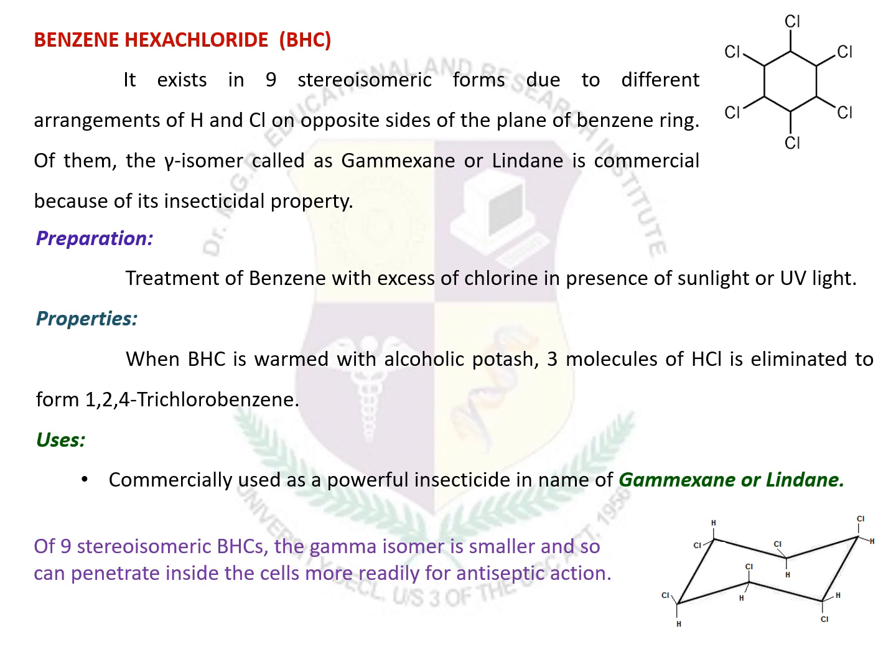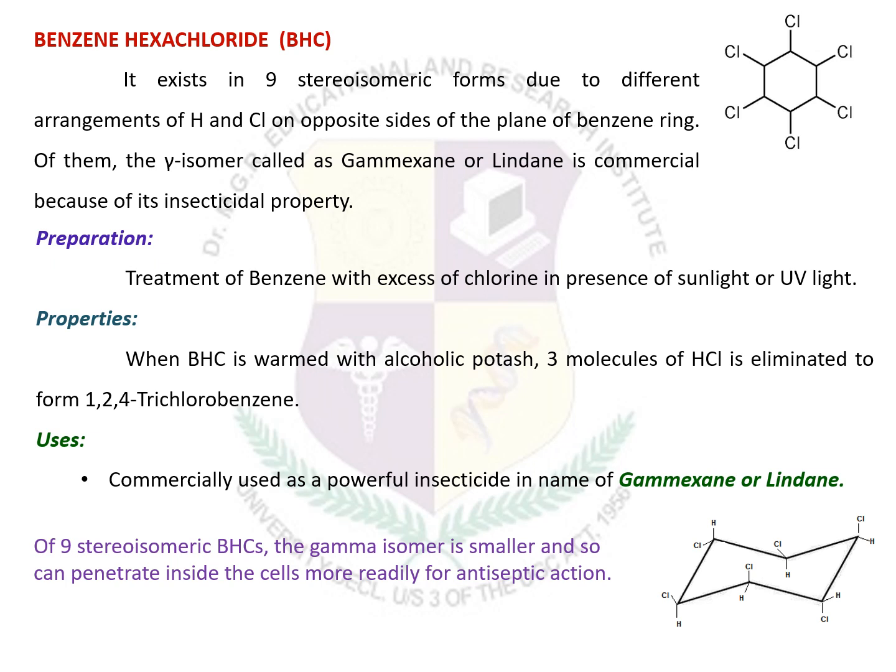Now let us see some commercially important compounds of aryl halides. Of them, one is benzene hexachloride. In simple, it is called as BHC. So it is 6-chlorine substituted cyclohexane. It exists in 9 stereoisomeric forms due to different arrangements of hydrogen and chlorine on opposite sides of the plane of the benzene ring. Of them, the gamma isomer, called as gamaxane or lindane, is commercial because of its insecticidal property.